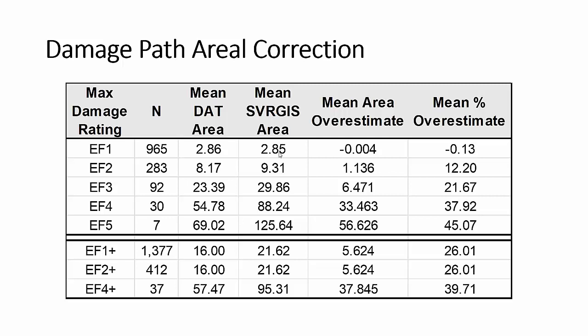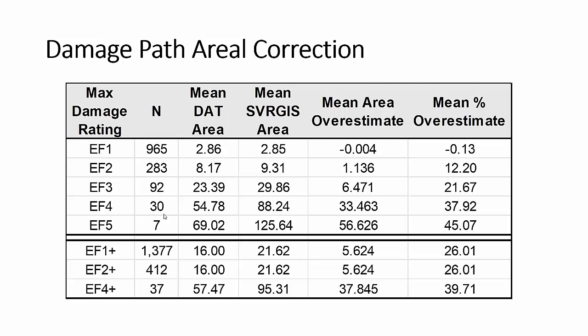So EF1 tornadoes, because they're probably short-lived, they're not as wide, they don't hit as much, so we don't have as many DIs for them, or as many damage indicator locations. They are very close to SVRGIS. But as we go up in magnitude to EF2 and greater, you can see that the difference between the mean area overestimates gets larger and larger, to the point where if we're simulating an EF5 tornado, which tends to be longer tracked and much wider, we're overestimating damage areas in the TorMC by 56, 57%. So we systematically can correct down for that.